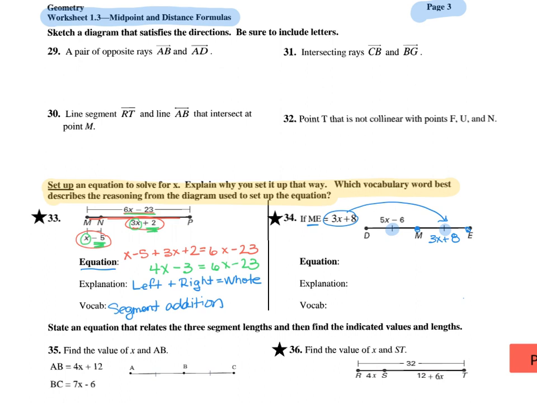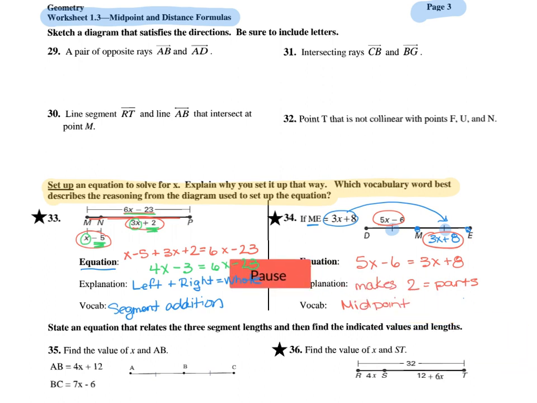That means we're going to be using the idea of midpoint. And remember that midpoint makes two equal parts. So when we set up our equation, we're just going to take the left part and equal it to the right part. 5x minus 6 equals 3x plus 8. Notice in this question, they did not give us a total. They just gave us the two parts. What I want you to do, pause your video, work on the next couple, and then I'll come back and help you with number 36.